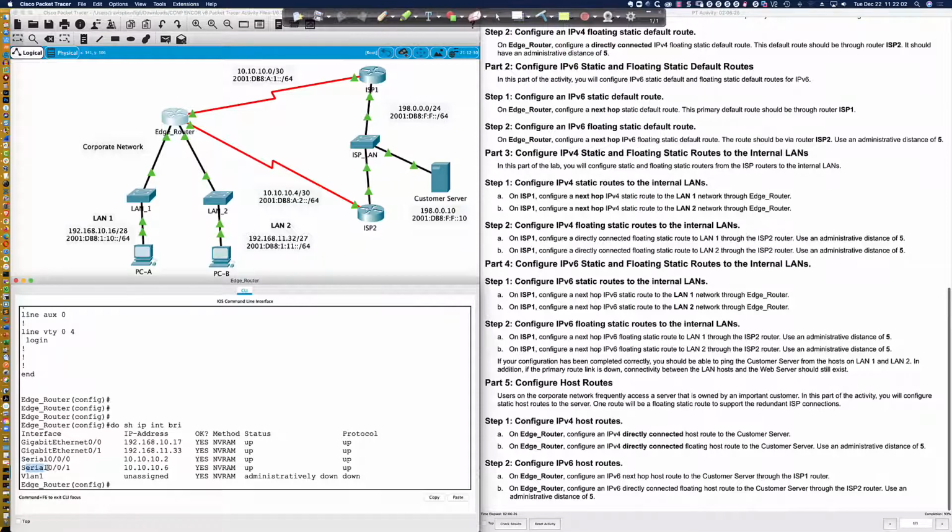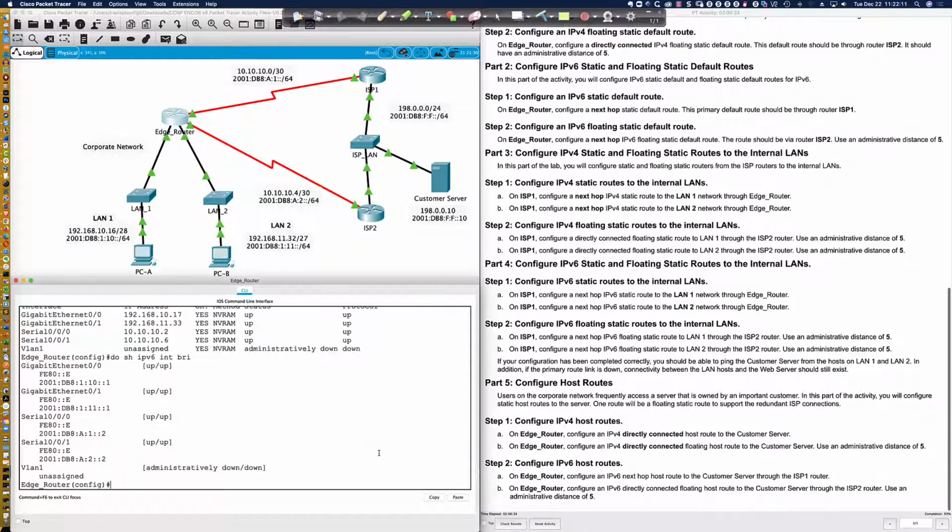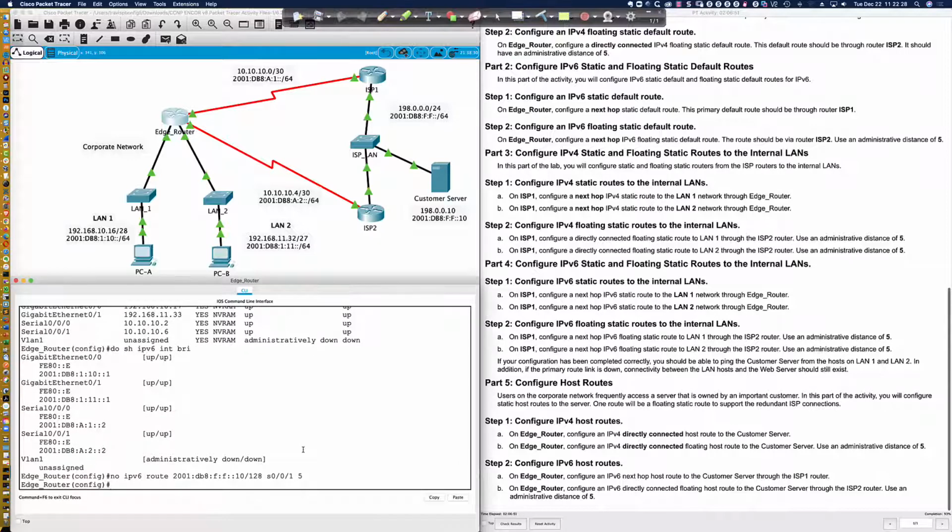And it is the serial 0/0/1 interface. Do show IPv6 interface brief. And that is correct. So it's either not looking for that. So let's remove this. And again, hopefully you're not screaming at the monitor right now saying, no, it's this easy typo that you're overlooking.